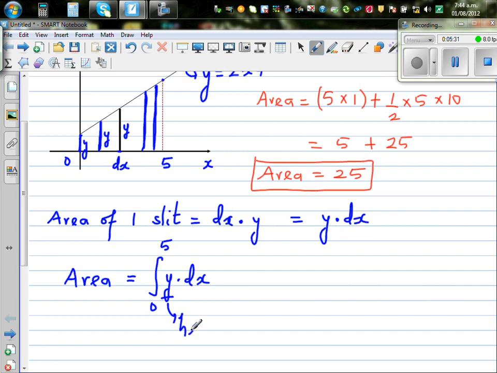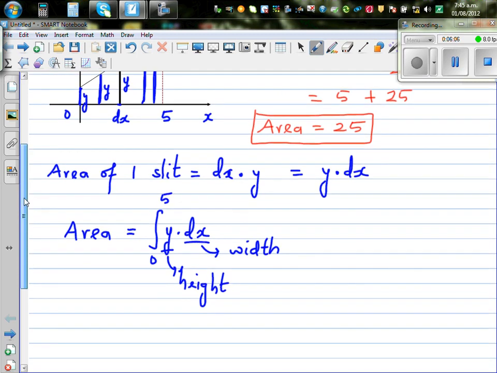Y is your height, which is going to change, and dx is the width, which is constant and infinitesimally thin. When you say integration, you're adding. This notation means it is the addition of all infinitesimally small rectangles from 0 to pi. And how do you define each of the rectangles? The width of each rectangle is dx, which is an infinitesimally small width, and your y is going to change. Okay, so this is what you do.